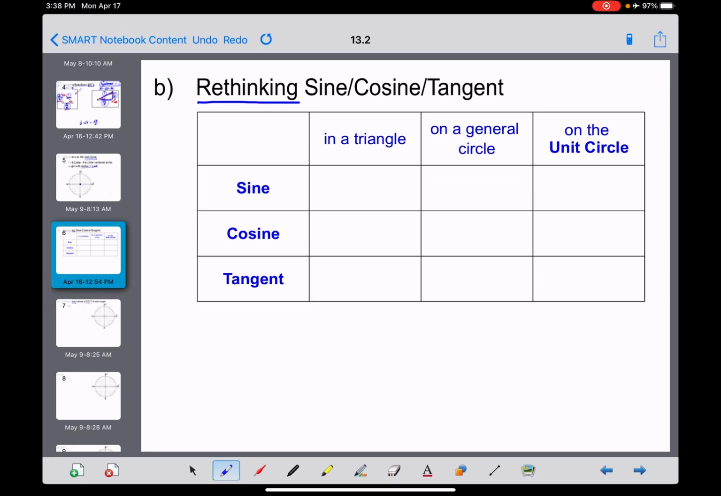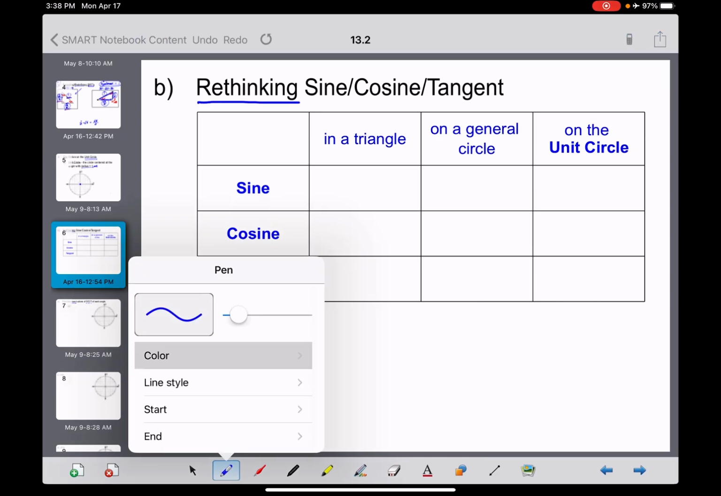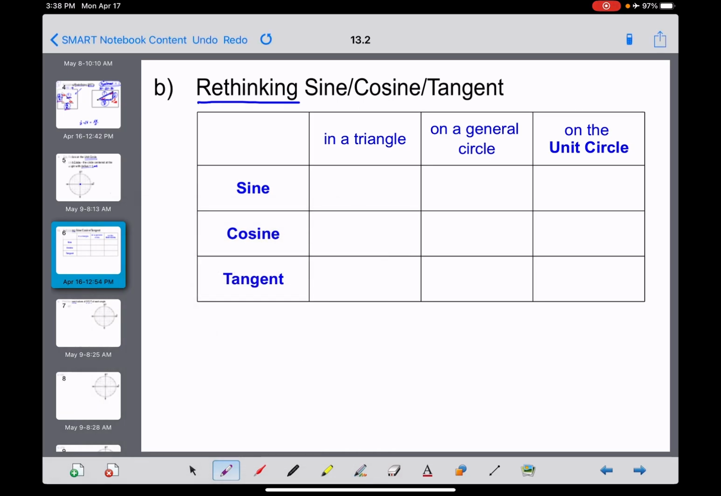So what am I talking about, guys? This first column right here, I'm going to fill this out in purple. The first column where we're going to try to redefine sine and cosine and tangent in a triangle, this is exactly what you guys are used to. This is where you probably want to think about SOHCAHTOA. All right, everybody, what's the definition of sine? Once again, that is the opposite leg divided by the hypotenuse.